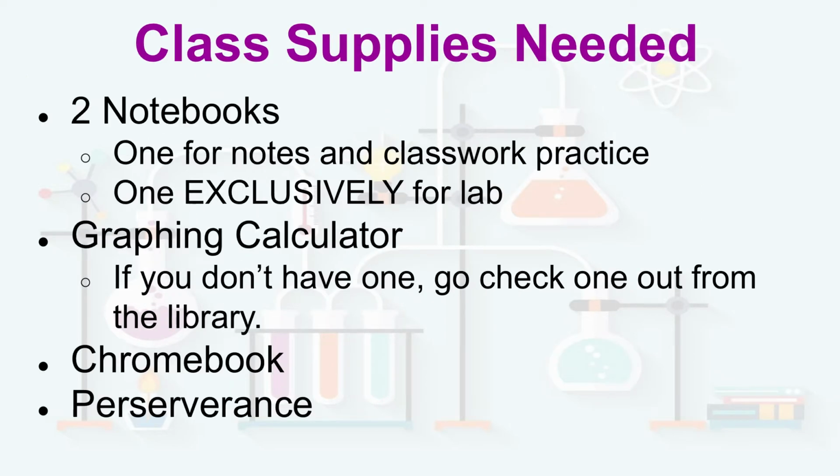Supplies that students will need for my class are 2 notebooks, 1 notebook for notes and classwork practice, and 1 exclusively for lab. The reason for exclusively lab is if a student scores well enough on the AP exam that they are trying to get college level credit for my course, some universities require students to show proof of lab work in their lab notebook and journals in order to prove that they've met that freshman lab component.